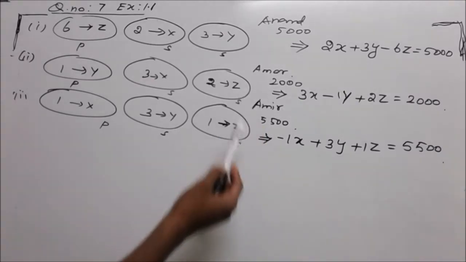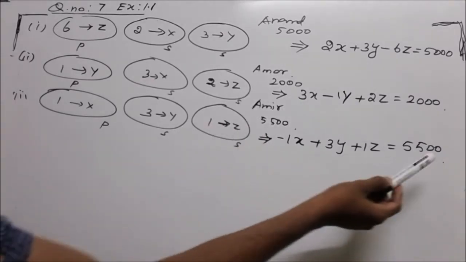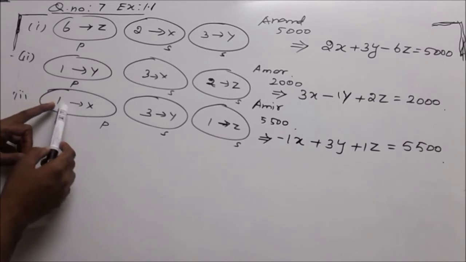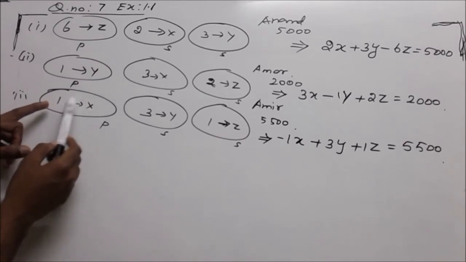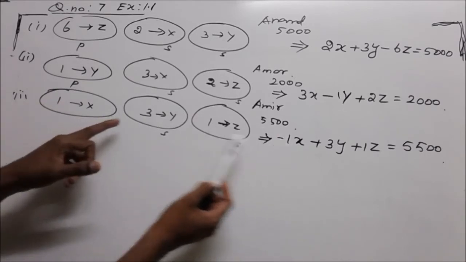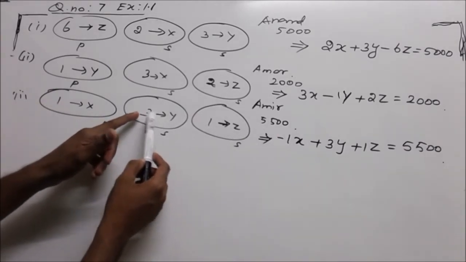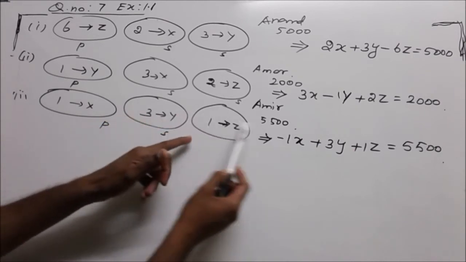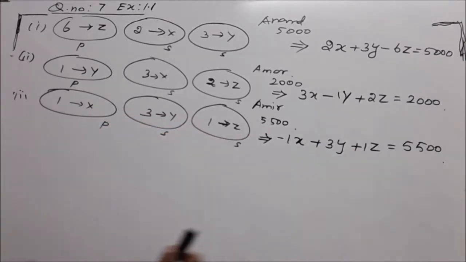For the third, Amir, total 5,500, when purchases 1 unit of X, that is purchase, it means it is negative, and then for selling this is plus 3Y and plus 1Z. Totally it will be equal to 5,500. Now we should solve by rank method, and we should find the values of x, y, z.